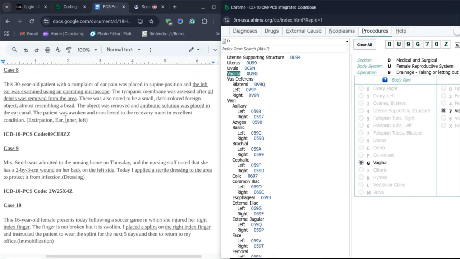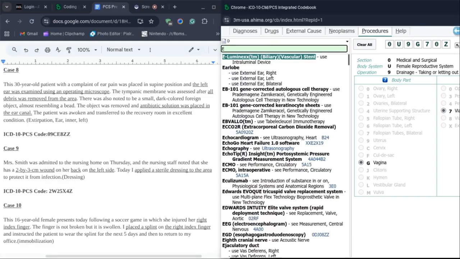Case number 8. This 30-year-old patient with complaint of ear pain was placed in supine position, and the left ear was examined using an operating microscope. The tympanic membrane was assessed, and all debris was removed from the area. There was also noted to be a small, dark-colored foreign object in the ear canal. The patient was awakened and transferred to the recovery room in excellent condition. This is an extirpation, I think it's pronounced, of the ear.